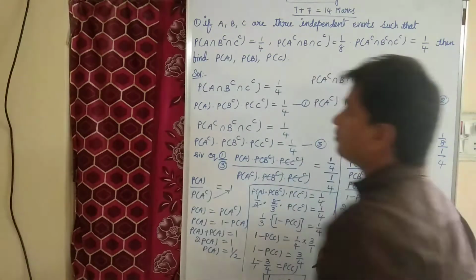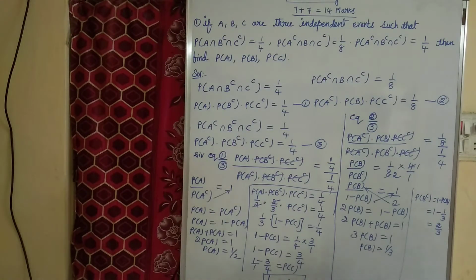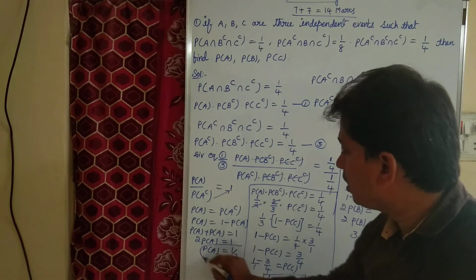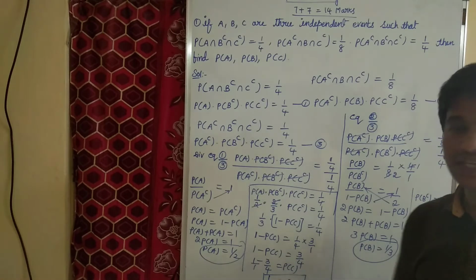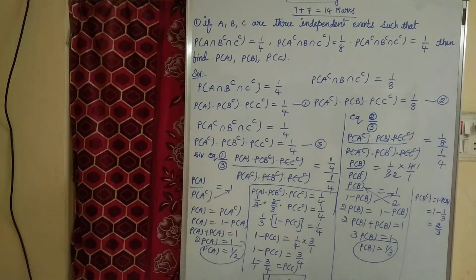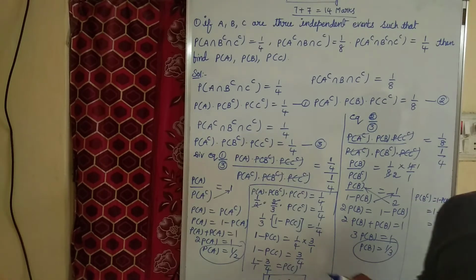Actually they are asking to find the values of P(A), P(B) and P(C). What did we get as the value of P(A)? The value of P(A) is 1 by 2. And what is the value of P(B)? The value of P(B) is 1 by 3. And what is the value of P(C)? The value of P(C) is 1 by 4. Is it clear, children? No need of confusing.